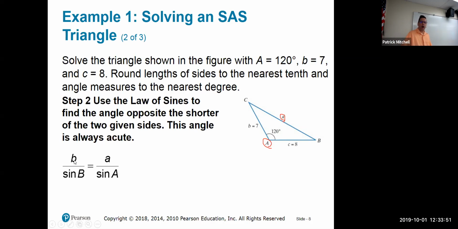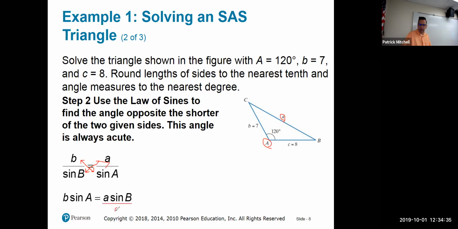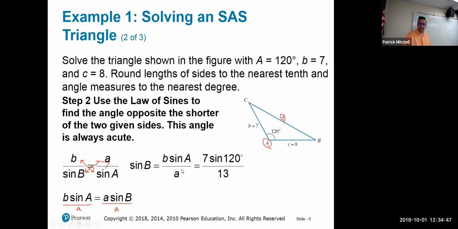Okay, so remember this from the law of sines. The law of sines says that a over sine A is equal to b over sine B, and those are both equal to c over sine C, right? And usually we just work with two of those ratios at a time. And then we cross multiply. Remember that? We multiply this times this, and we set that equal to this times this. So that's going to give me b sine A equals a sine B. So I am trying to solve for angle B. So I need to divide both sides of this by little a. Right? And that is going to give me sine B is equal to b sine A divided by a.